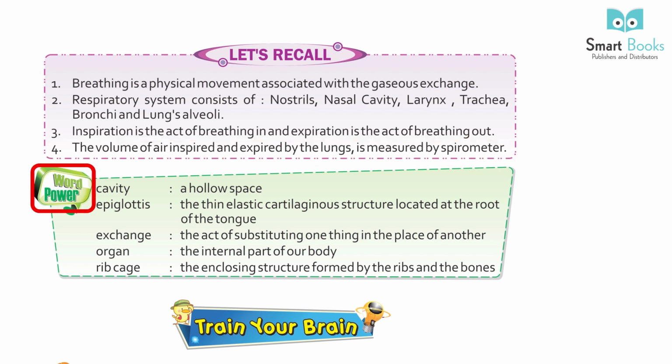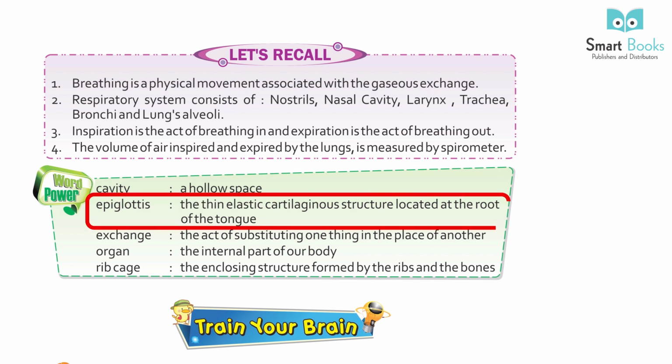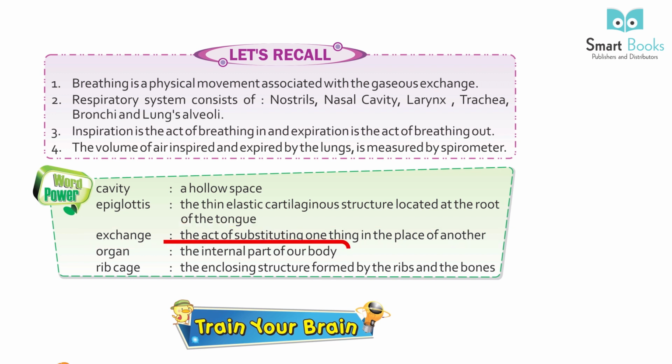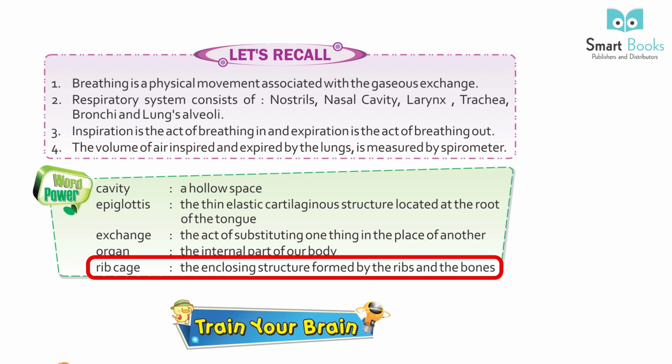Word power. Cavity, a hollow space. Epiglottis, the thin elastic cartilaginous structure located at the root of the tongue. Exchange, the act of substituting one thing in the place of another. Organ, the internal part of our body. Rib cage, the enclosing structure formed by the ribs and the bones.